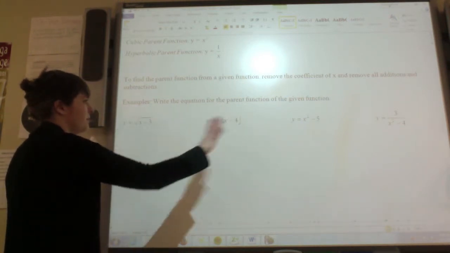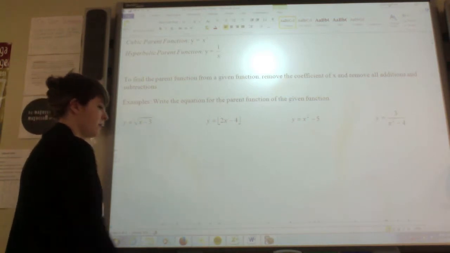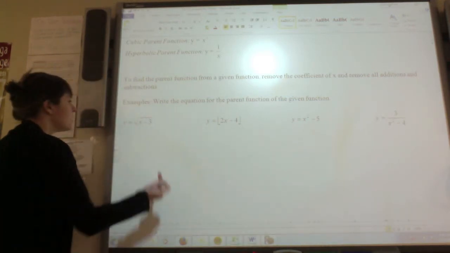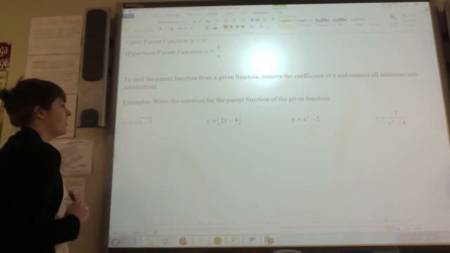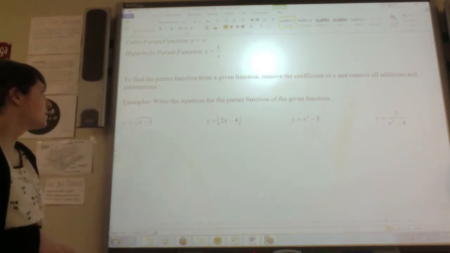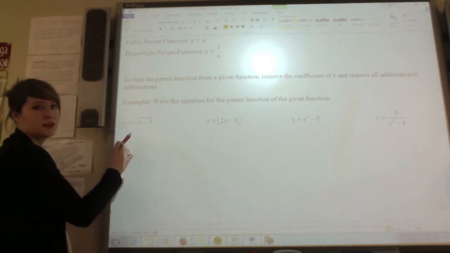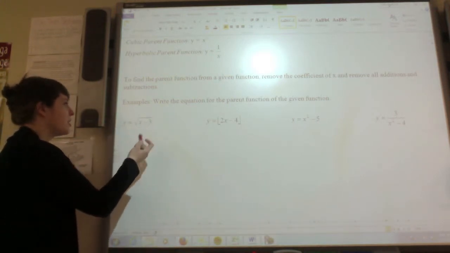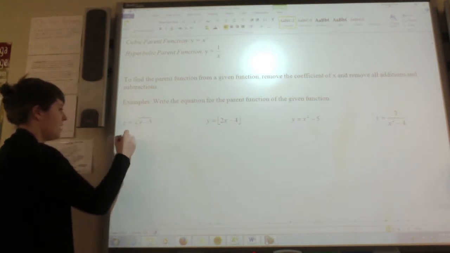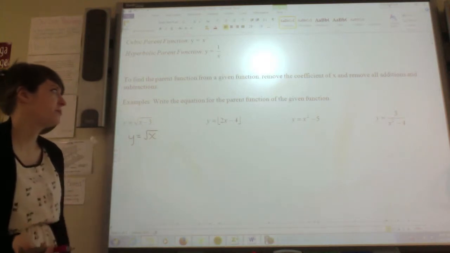So for these three or four examples here, we want to write the equation for the parent function of the given function. So looking at this function here, I've got y equals the square root of x minus 3. Notice that I'm going to remove the coefficient and all additions and subtractions. I don't have a coefficient, but if I get rid of this negative 3, I just get y equals the square root of x. So that's my parent function.